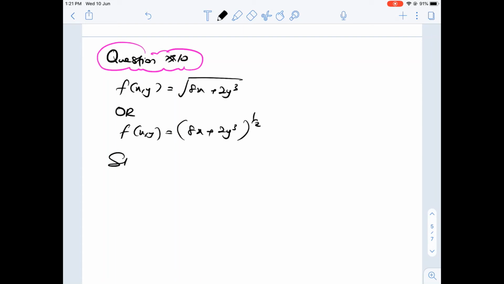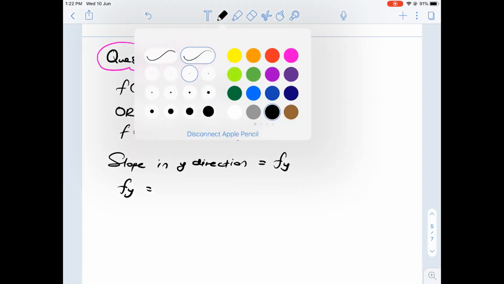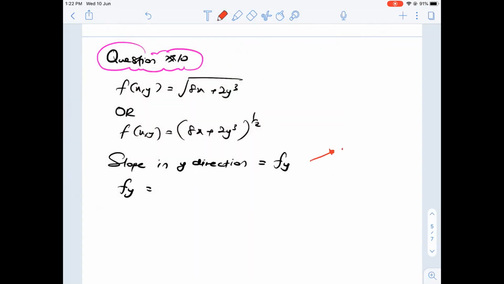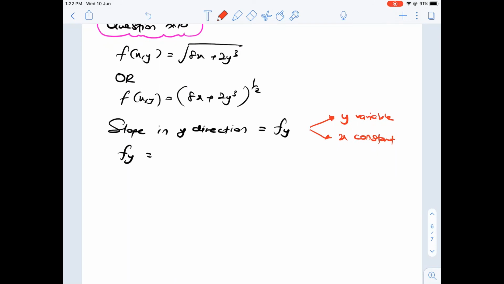Slope in y direction means you need to find fy. So differentiate this function with respect to y. Now if you differentiate with respect to y, of course, we know that y is the variable and x is the constant, right? You just assume that x is just a number, a constant. So now let us differentiate this function with respect to y.